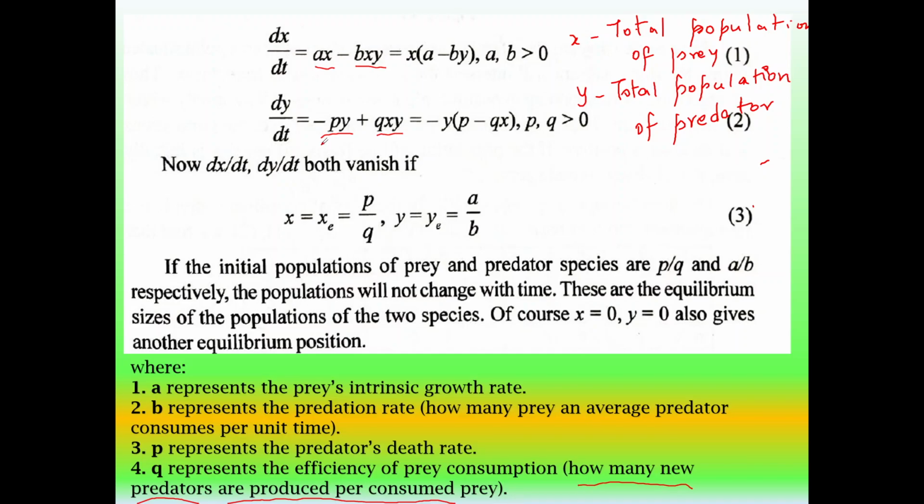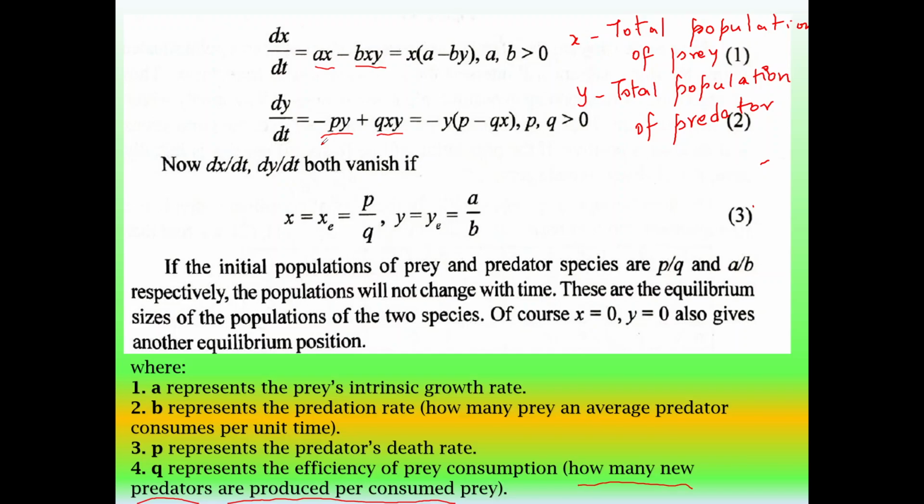So on the right hand side of dy by dt, minus y is a common thing which can be taken outside. Then within a bracket we can have p minus qx. Of course, here also p and q are countable quantities. Therefore, we need to assign them positive values. p and q must be greater than 0.